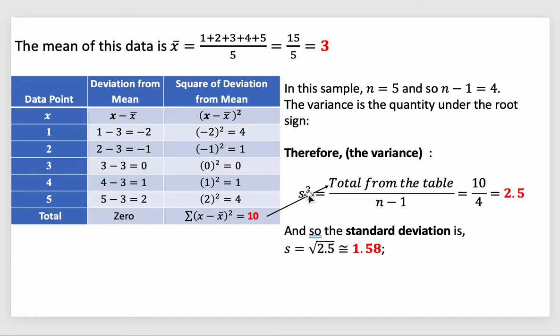How do you find s squared, or the variance? We take this number, 10, and divide by n minus 1. What's my n? It is the number of data points, and I do have 5 data here, so it will be 5 minus 1, which is 4. So this will give me right away the variance. And as we said before, the standard deviation is as simple as the square root of this number.